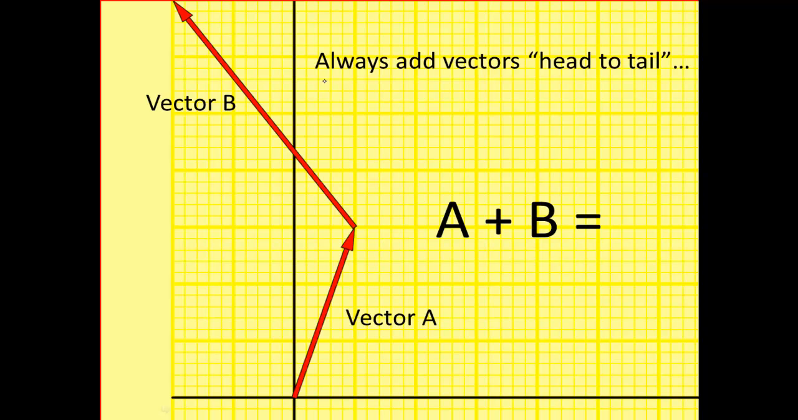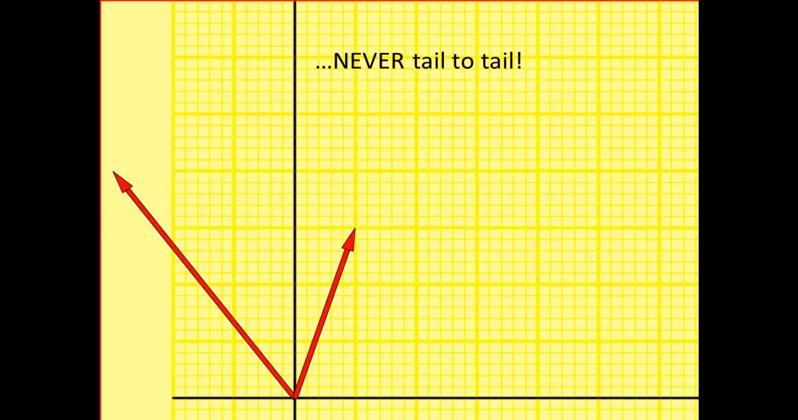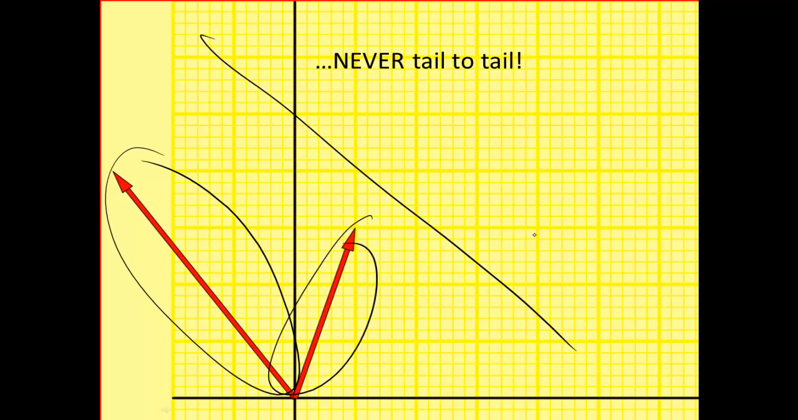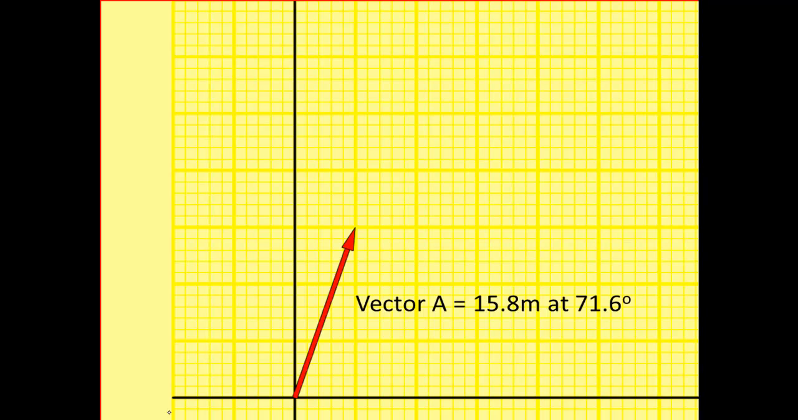We always add vectors head to tail. Now this is the equation we would use. We would say literally vector A plus vector B will equal our resultant. That's what we're looking for. We would never add tail to tail. That would just be wrong in many different ways, if you know what I mean.